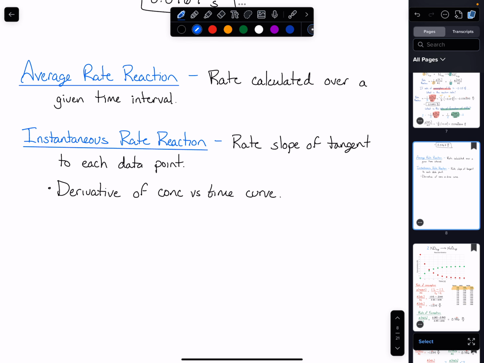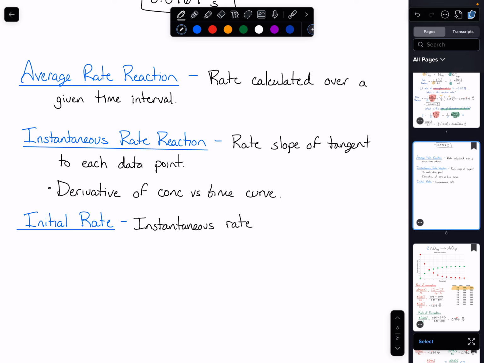Okay, and the last sort of important vocab word we're going to learn here is the initial rate of our reaction. All right, this is that instantaneous rate but specifically at that very earliest time point on our graph at t equals 0.